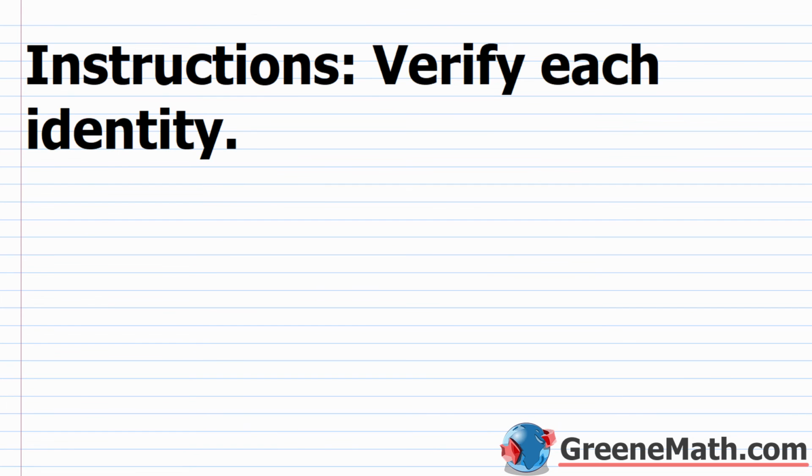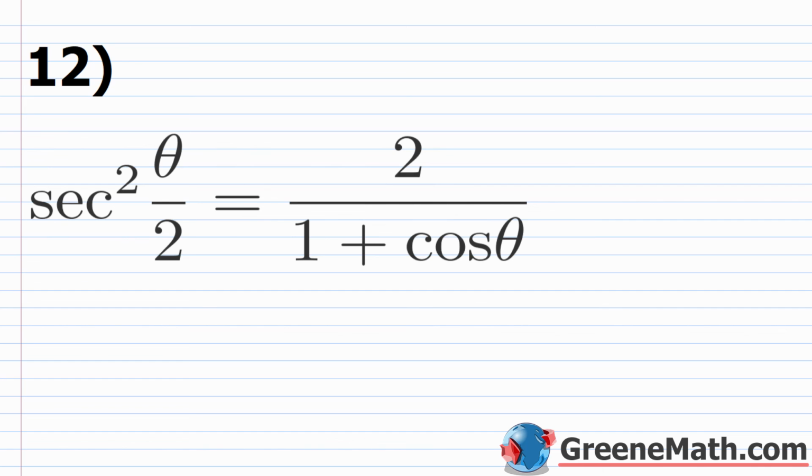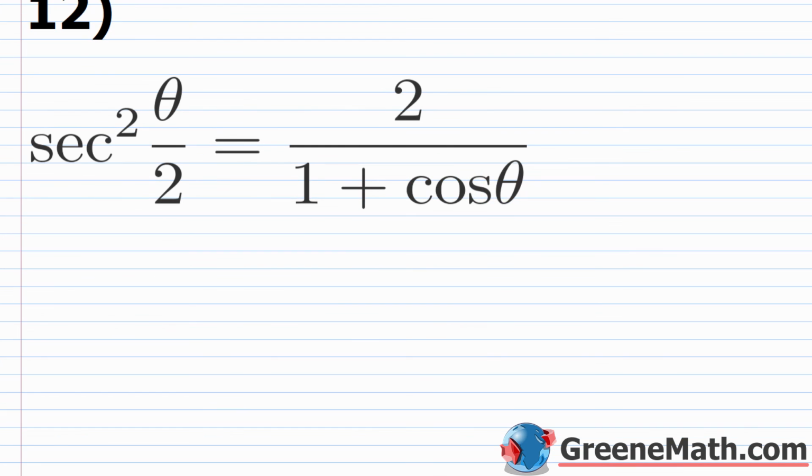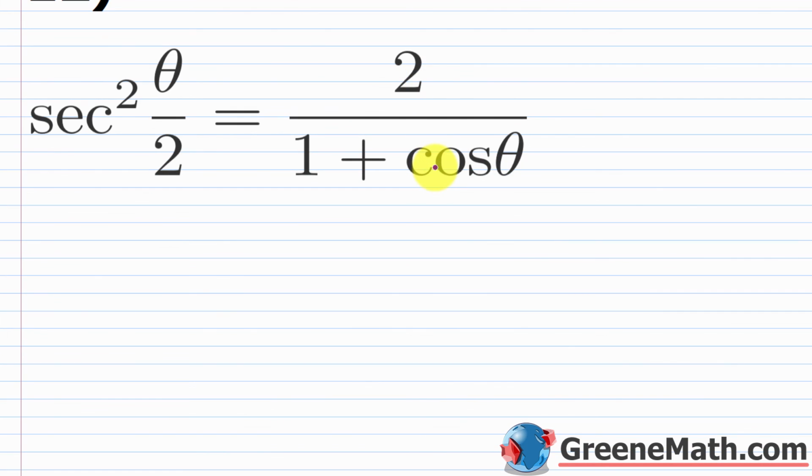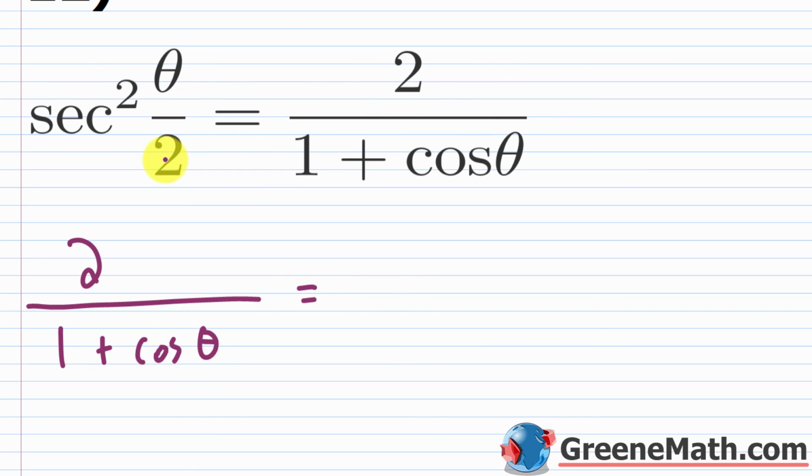All right, for the next few problems, the instructions tell us to verify each identity. So for problem 12, we have secant squared theta over 2 is equal to 2 over 1 plus cosine of theta. So I would definitely say that this side right here is simpler. So let's flip this and say 2 over 1 plus the cosine of theta. So that's what we're trying to get a match on. So this would be equal to, let's just write this.